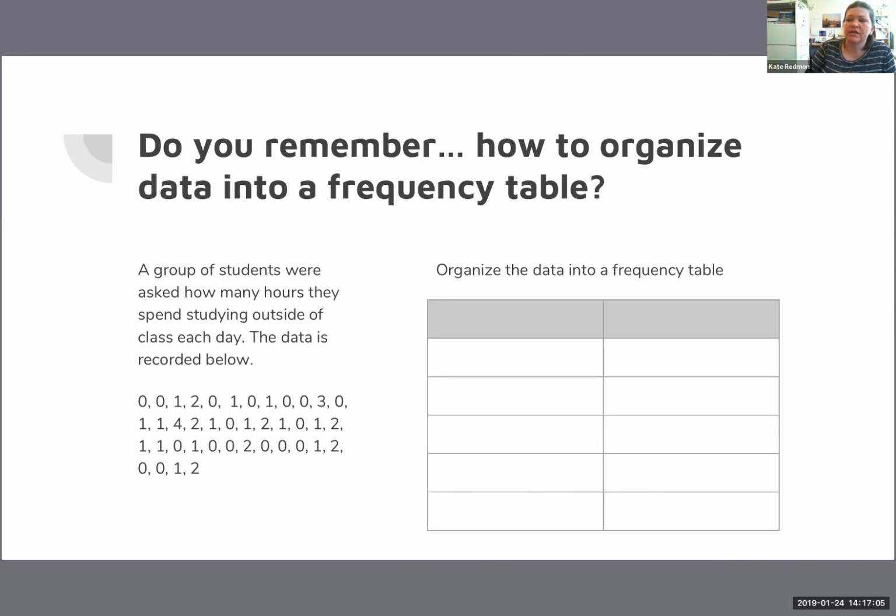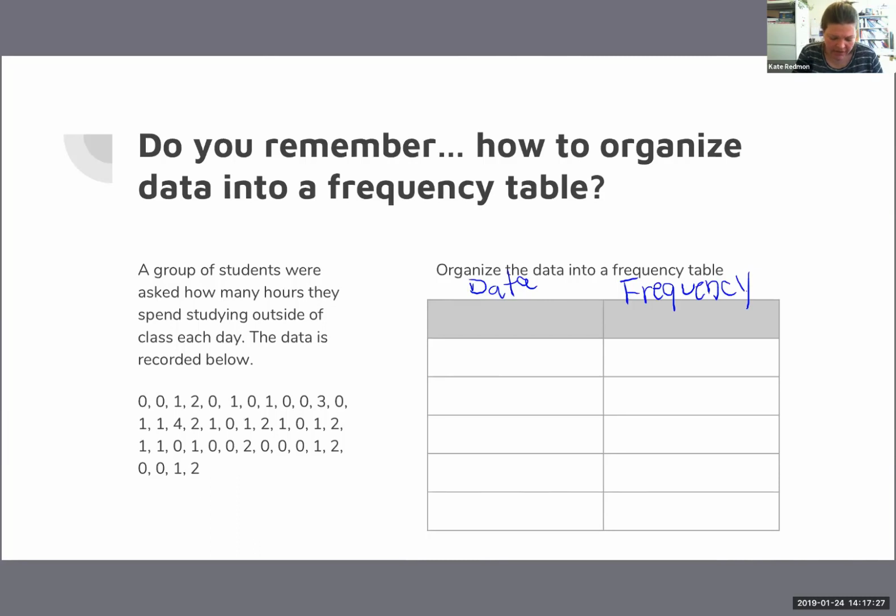And so one of the ways that we said we could organize data that had a lot of repetition, or even data that didn't have a lot of repetition, was in a frequency table. Okay, so in a frequency table, we need a column that has the data, and we need a column that has the frequency. They won't necessarily be titled that, but we need to have at least that much information.